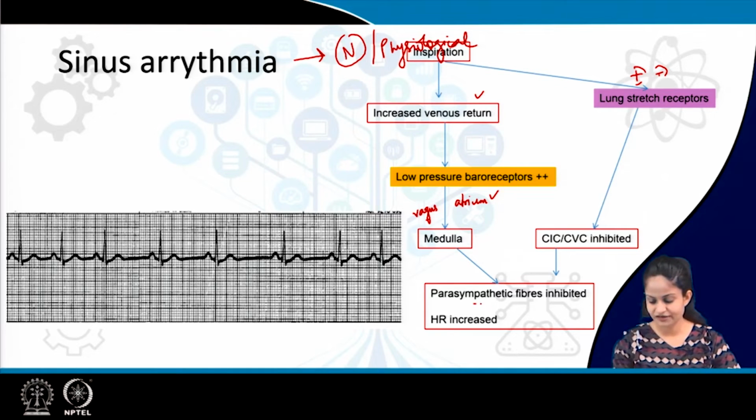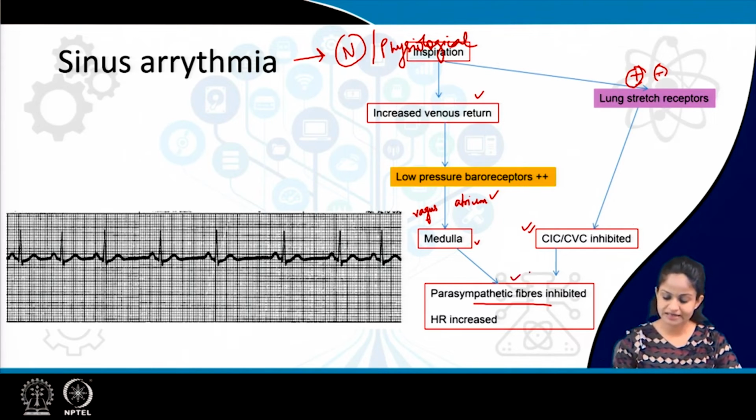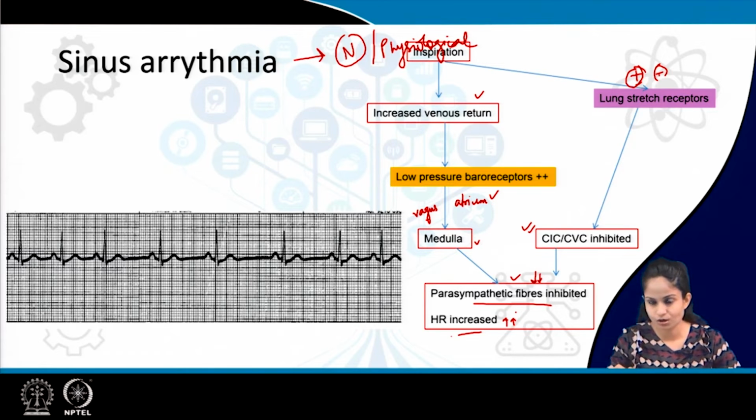So, parasympathetic fibers are inhibited from the medulla, and also the lung stretch receptors which were stimulated directly inhibit the cardiac vagal center or cardiac inhibitory center. This is also present at the level of medulla. So, when the cardiac inhibitory center or cardiac vagal center is inhibited, again the parasympathetic activity or the vagal activity is decreased, and so the heart rate will increase. So, this happens in case of inspiration, which means the opposite will occur in case of expiration.